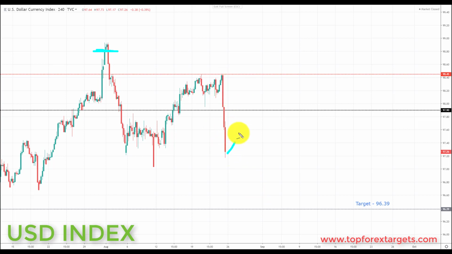So very simply put, if we can get a pullback and a retest of broken support turning resistance at 97.90, this is going to be a great place next week to start to look for further declines to the downside in the US dollar. And we're going to be looking down towards the next key area of support to the downside and the target set, the 96.39. So all in all, we will be going into next week with a bearish bias on the US dollar.